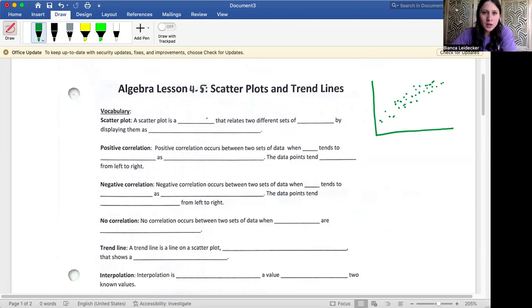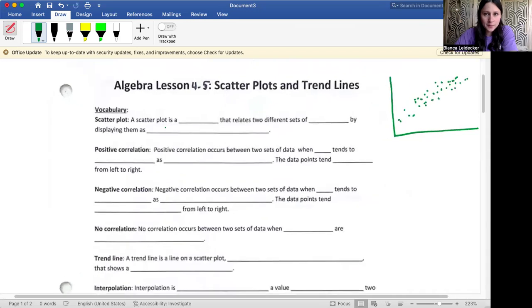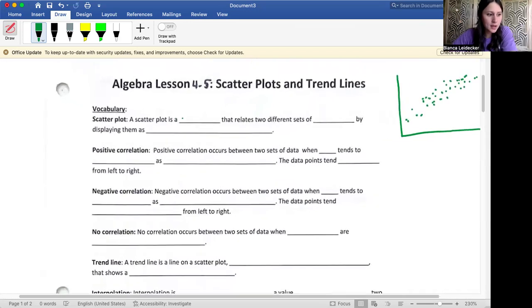So using the fill in the blanks on your vocabulary, a scatter plot is a graph that relates two different sets of data by displaying them as ordered pairs. So we've got a bunch of data put in as ordered pairs on your graph.